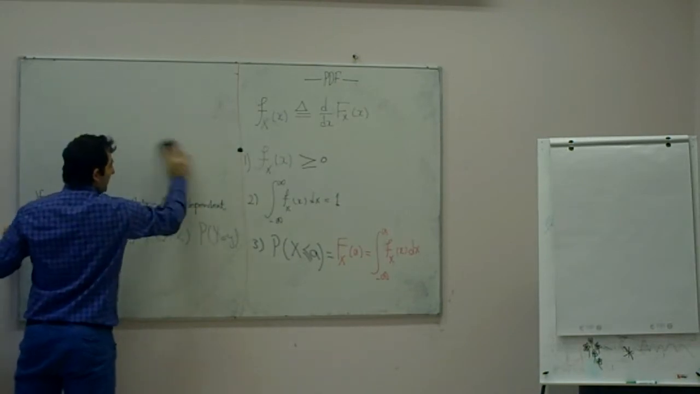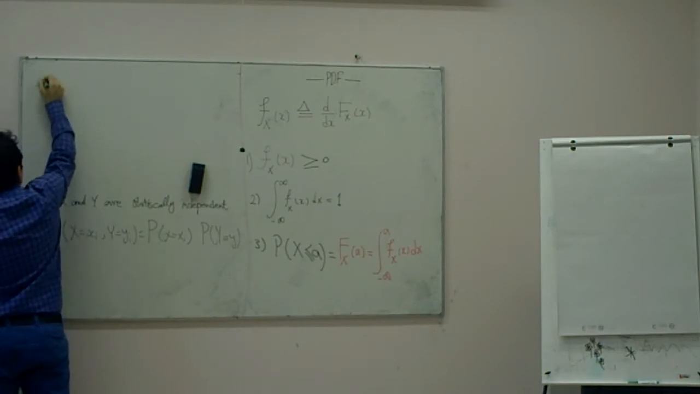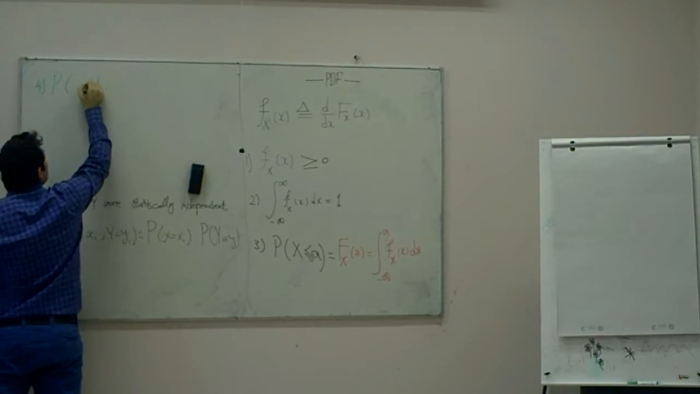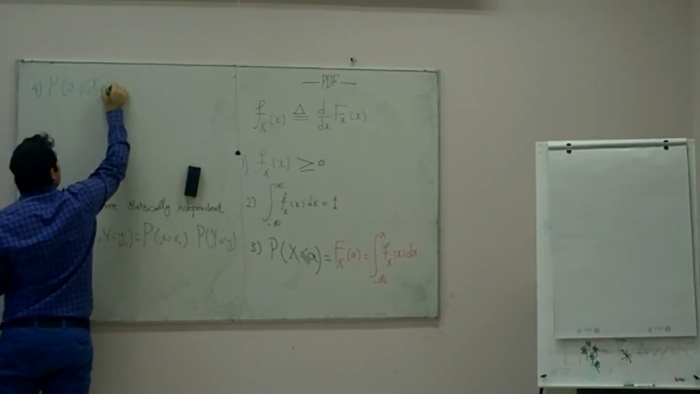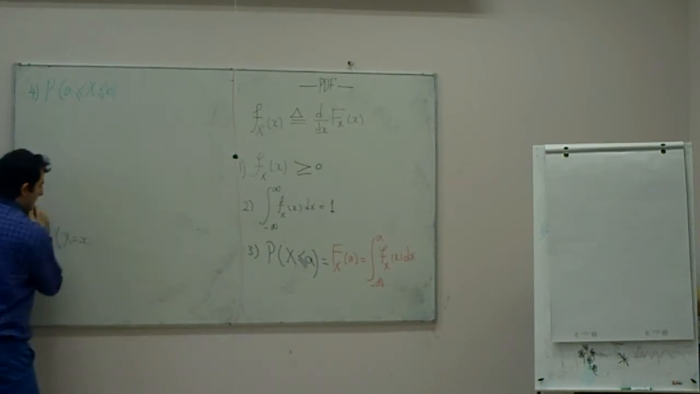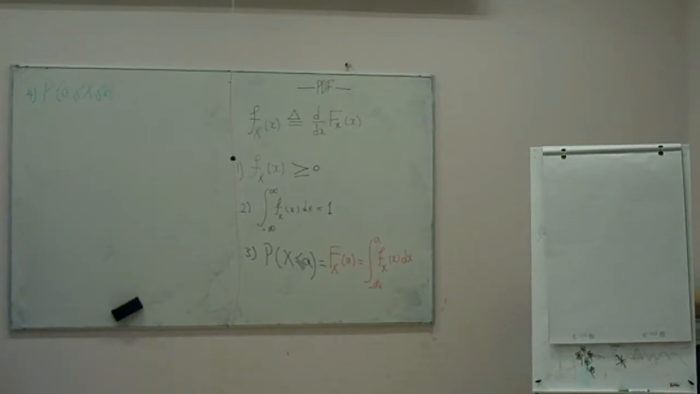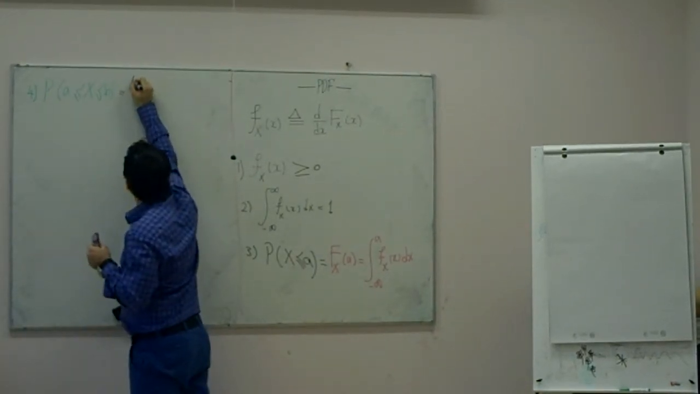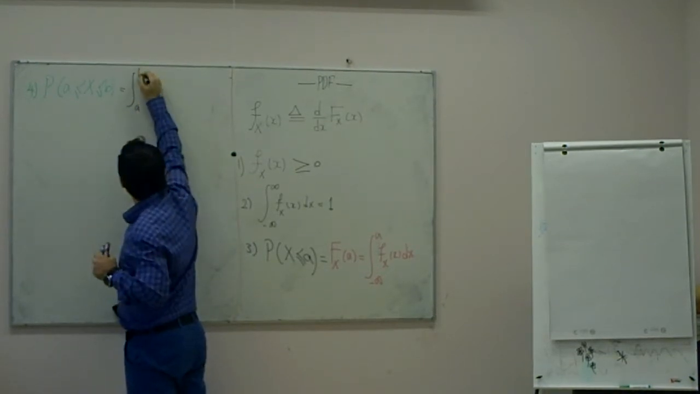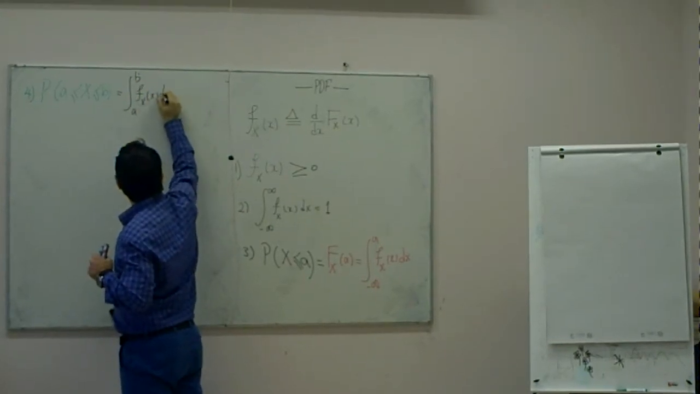Now, I am sure you can extend the formula. Pejman, maybe you tell me, what is this? P of x is between a and b. What is this? The integral from a to b of f of x.